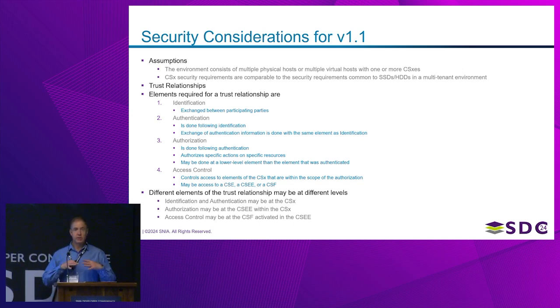So those elements of those trust relationships may be at different levels. So we may have the user authenticate themselves at the CSX level, but then authorization potentially could be at the CSEE level, and then the access controls could be at the CSF level. Are you allowed to execute the CSF or not? But there's nothing in the standard or in the specification that says it has to be done this exact way. This is just an example.